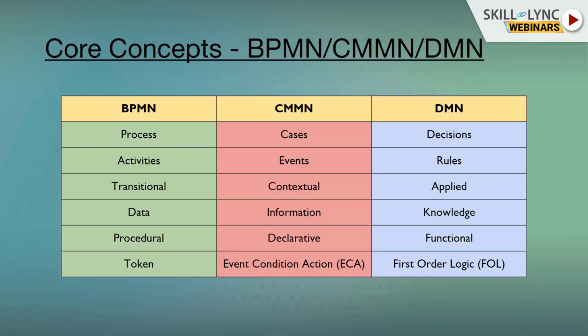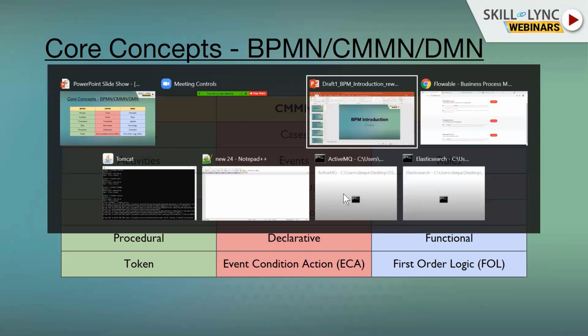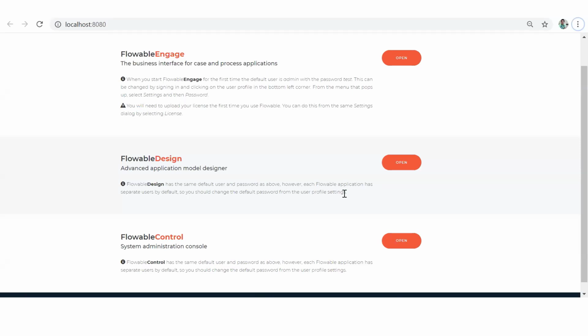The core concepts of BPMN, CMMN, and DMN are listed here, but before going to the next slide, I know it's getting difficult when you are learning about these concepts for the very first time. It is really difficult to remember all these things. But as I mentioned, I'll take you through one example as well. This is one of the BPMN tool portals, for Flowable BPM, where you can see they have the inbuilt Engage, Design and Control. Engage is something used by the business users.